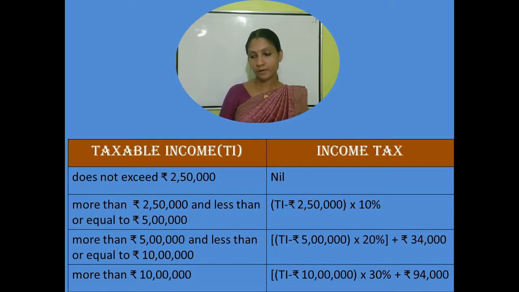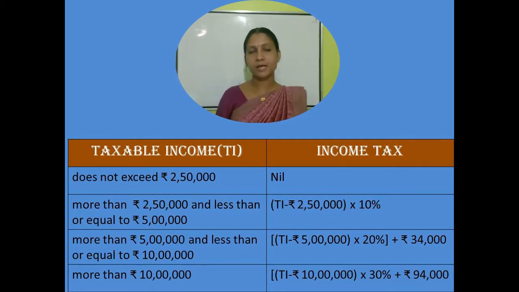More than 5 lakhs and less than or equal to 10 lakhs: then income tax is TI minus 5 lakhs into 20% plus 34,000. Then more than 10 lakhs: then TI minus 10 lakh into 30% plus 94,000. These are the conditions.